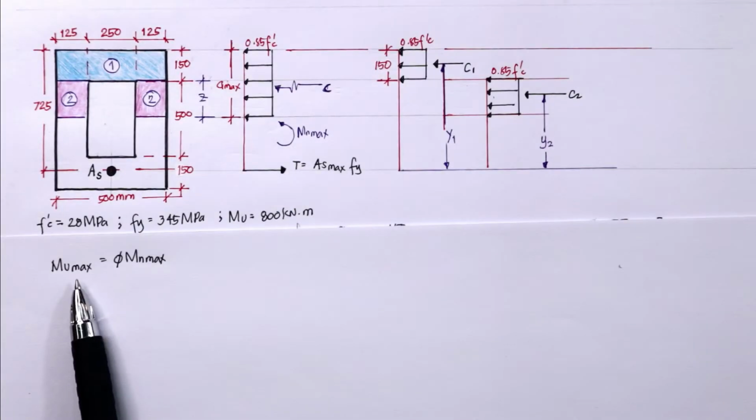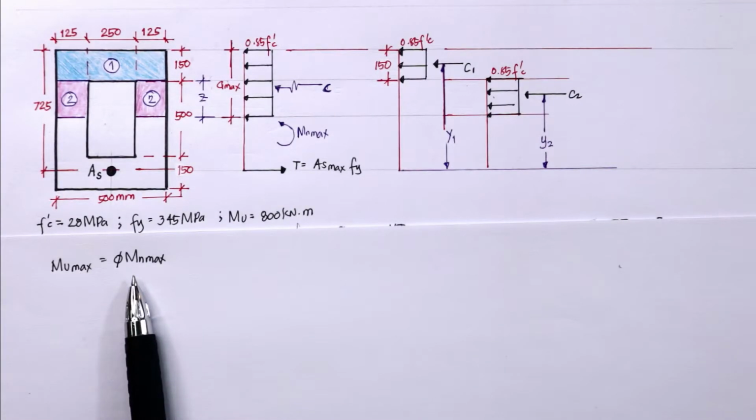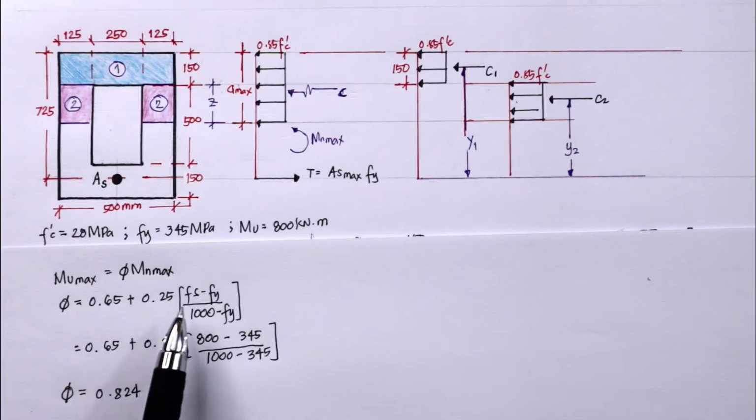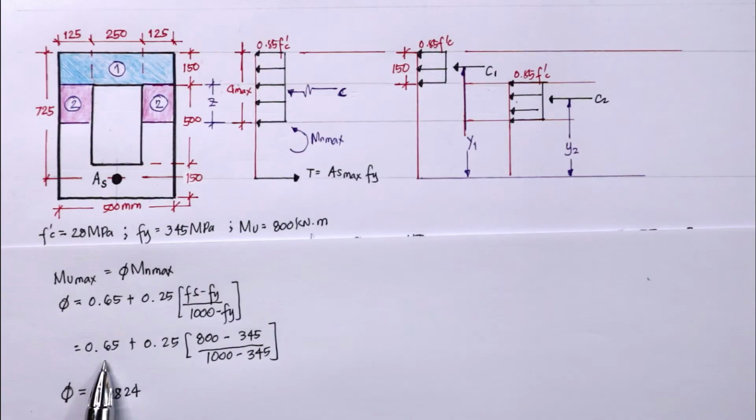To solve for the value of Mu max equal to reduction factor times Mn max. Inilagay ko na kanina yung formula ng reduction factor na gagamitin natin under maximum condition. This is the formula under maximum condition and the value of Fs in this formula is 800 megapascal. Substituting the values, 0.65 plus 0.25 (Fs 800 minus Fy 345) over (1,000 minus value of Fy). Then the value of reduction factor is equal to 0.824.